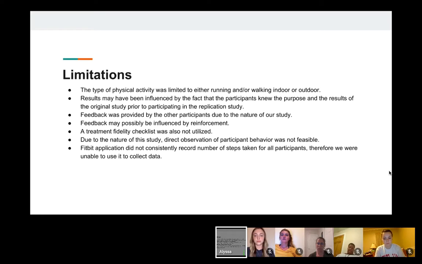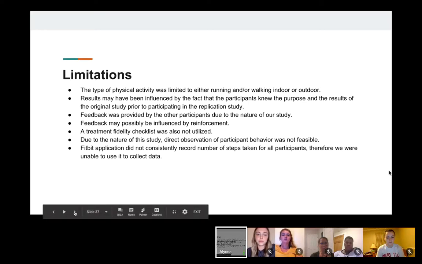Feedback could have been possibly influenced, as a treatment fidelity checklist was not utilized during this type of study. And due to the nature of the study, we were not able to use direct observation of the participant behavior because it wasn't feasible due to our location and settings. Also, the Fitbit app did not consistently record the number of steps taken for all participants, and that way we were, again, not able to use that data.